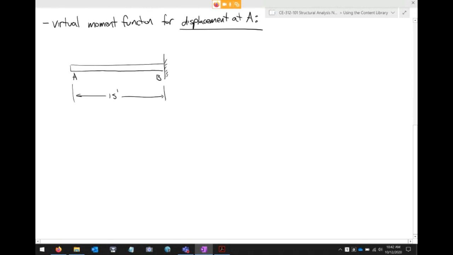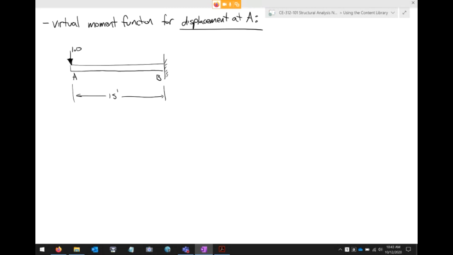I need to ask myself, this is point A, and I want to determine the vertical displacement. If I go back to the original structure, do I think point A is going to deflect upwards, or downwards? I don't know about you, but I think it's going to deflect downwards. So I'm going to place a single unit load downwards at point A in my assumed direction.